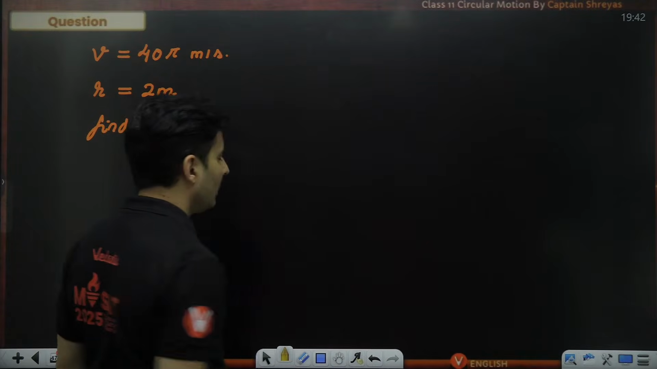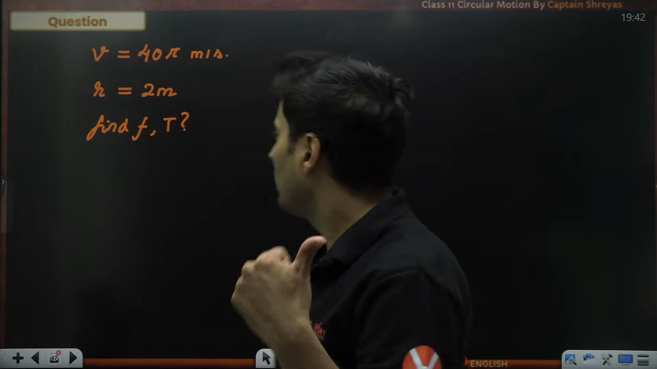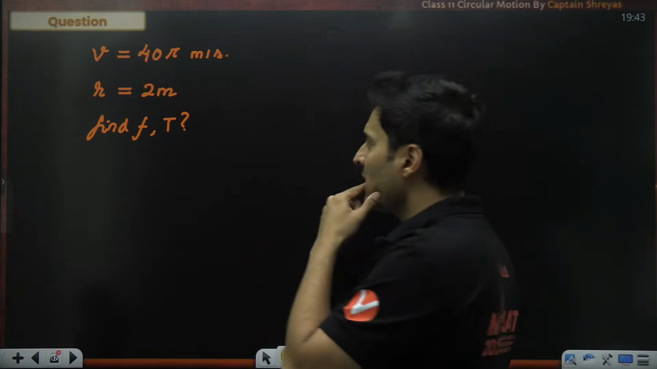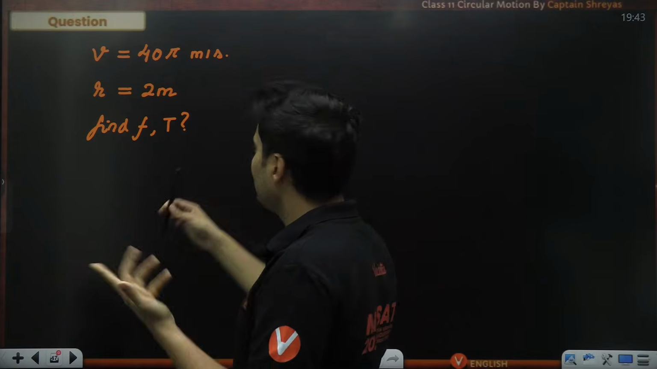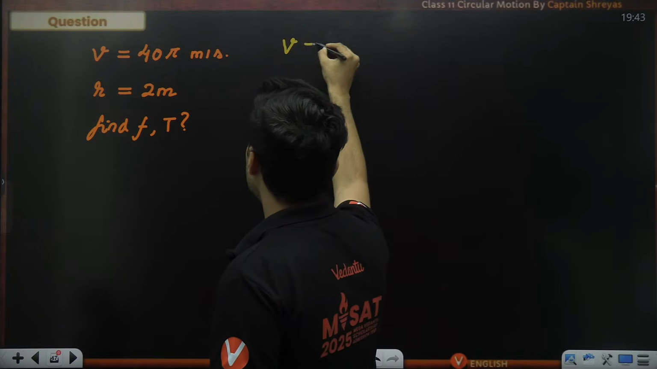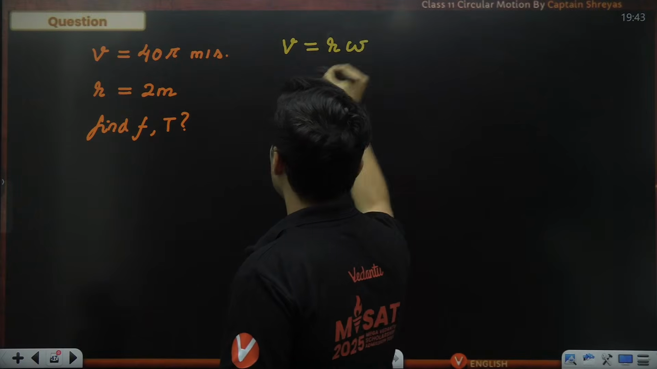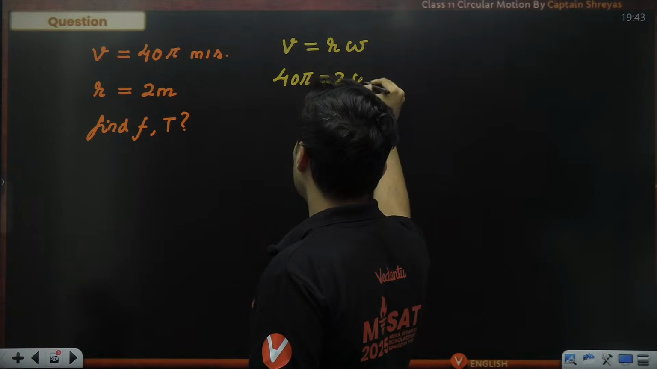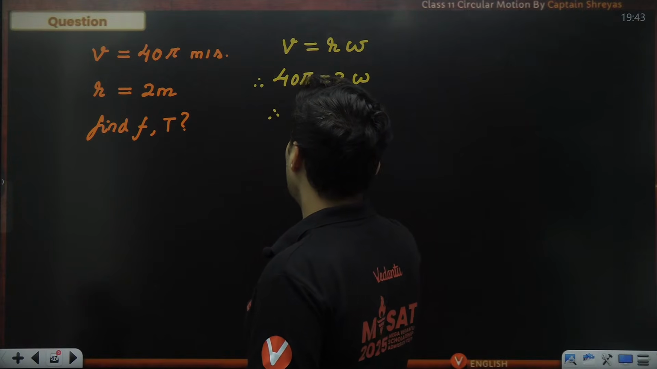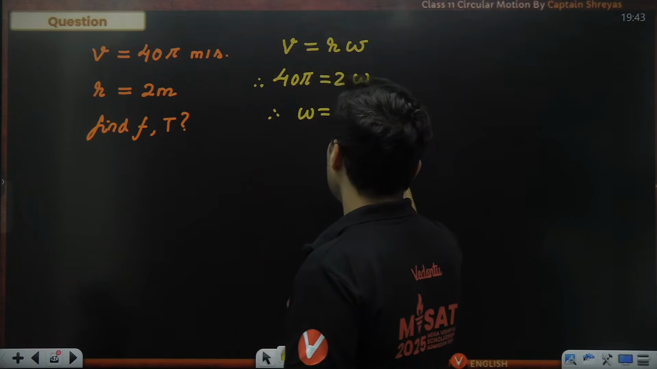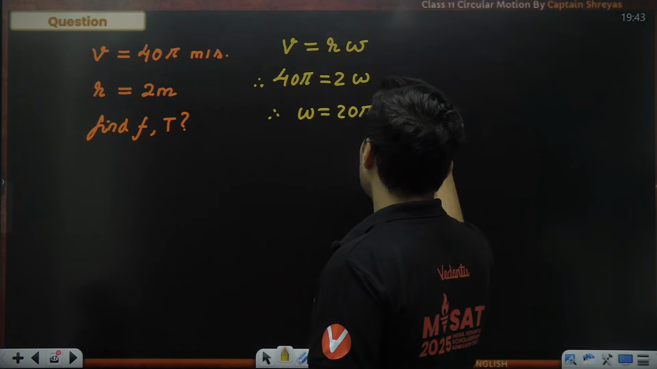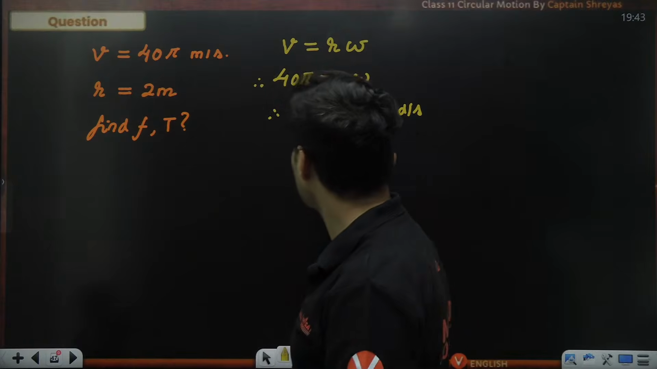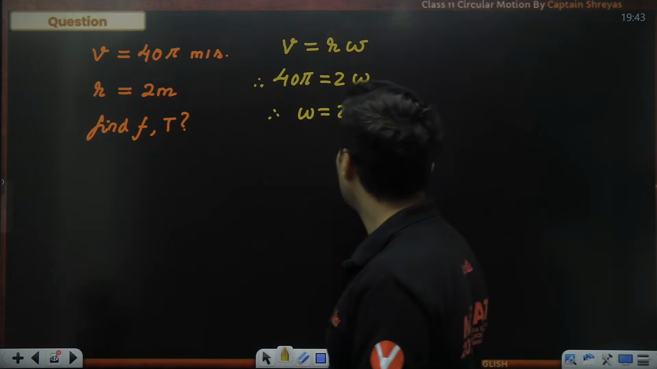Let's think about it. How do we go? Frequency and time period, if I need omega. So to find omega from velocity and r, I think there is a relationship. Velocity is omega r. Velocity is 40 pi. Radius is 2. So from this, omega is 20 pi radian per second. This much is clear? Omega is 20 pi radian per second.